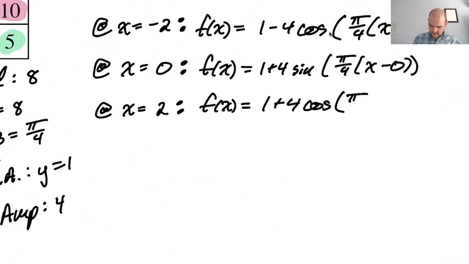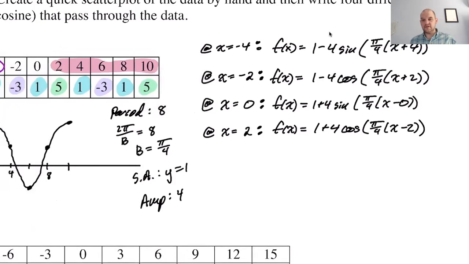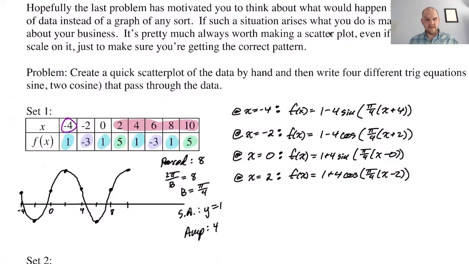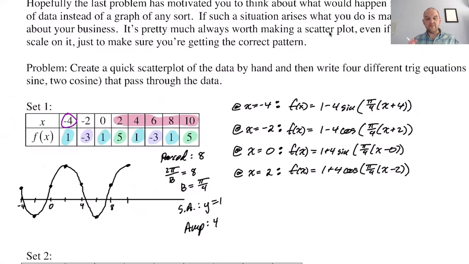Cosine of pi over 4 x minus 2. Okay, so I think that these are all the equations that I want. And you can kind of see that if you start at 2, you definitely get a positive cosine based on what we did. So I'm going to go to the calculator.